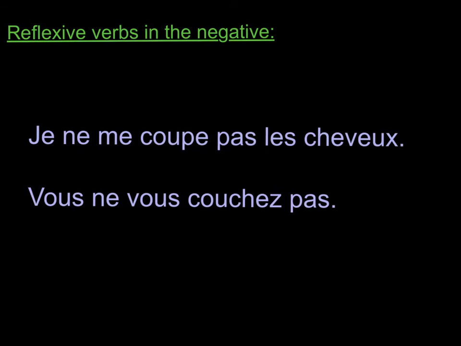It's just pretty simple, really. So we have our ne here and pas here. So you see that the reflexive pronoun, the me, te, se, nous, vous, sticks with the verb that's conjugated. So, je ne me coupe pas les cheveux. Okay, same here. Ne and pas surround both the reflexive pronoun and your conjugated verb. Vous ne vous couchez pas.